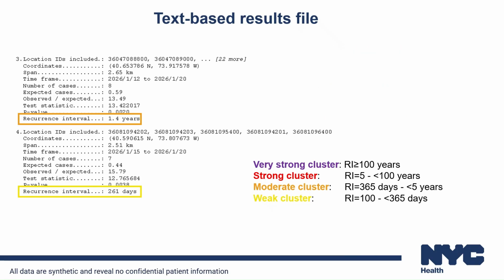Cluster 3 is another moderate cluster, and cluster 4 is considered weak with a recurrence interval less than a year. While its recurrence interval is relatively low, other factors might suggest that it should still be investigated. For example, cluster 4 is geographically small, including only 5 census tracts, and its observed over expected value is very high. 7 cases were observed when only 0.44 were expected. Other SaTScan output might provide more clues about whether this is a concerning cluster.